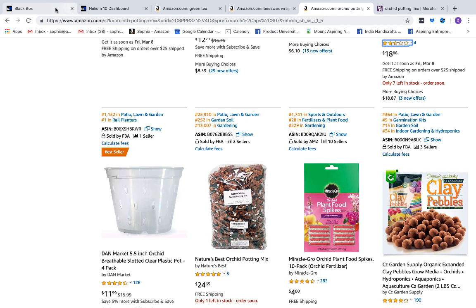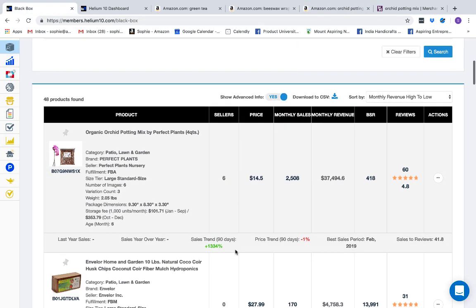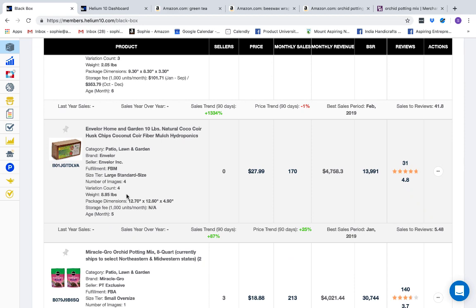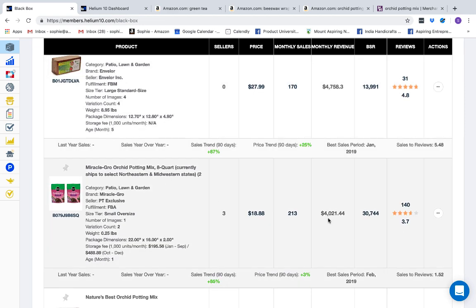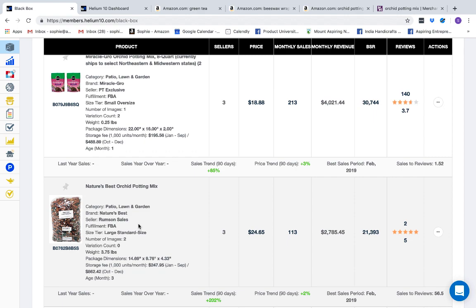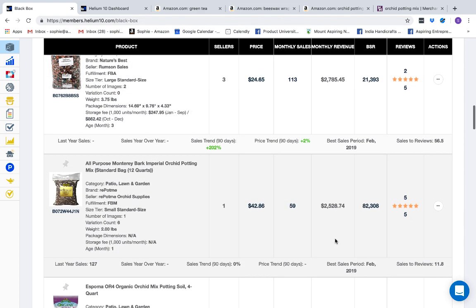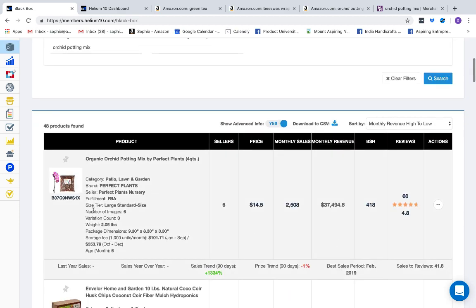And from Helium 10, it looked like that big brand Perfect Plants was getting a lot of the sales, but the next few in the list were sort of way down. So Miracle Grow's only doing 4,000, Nature's Best's doing less than 3,000. So it tails off really fast. But if I got just half of their sales, I'd be very happy with that. That's totally worth having as a source of income.